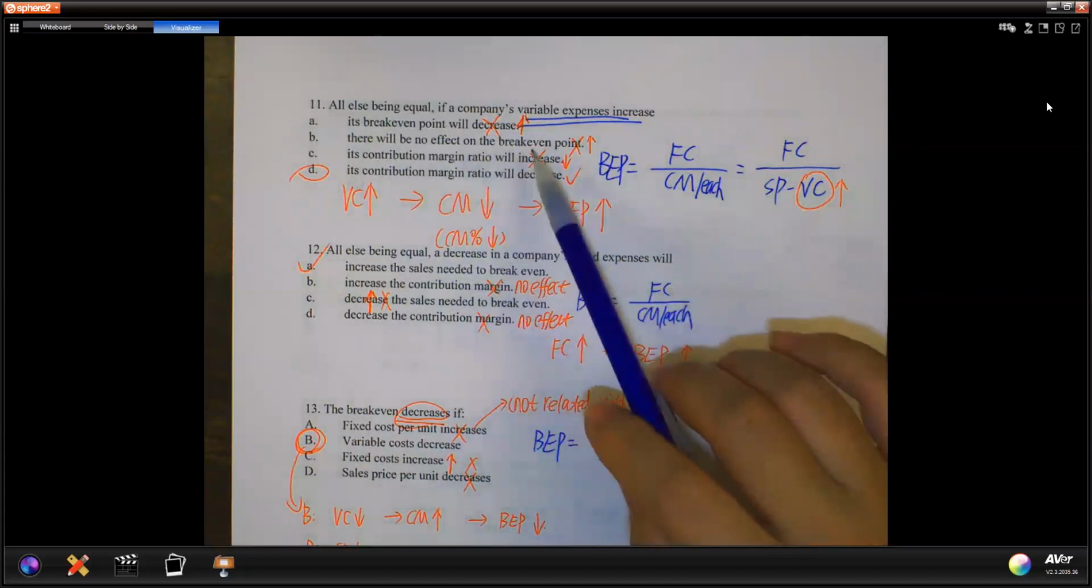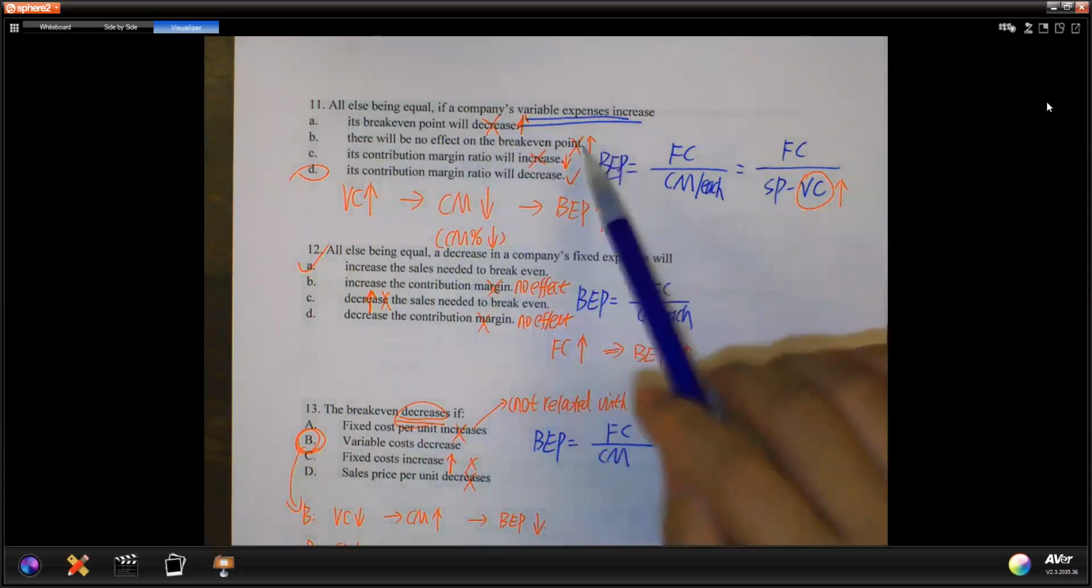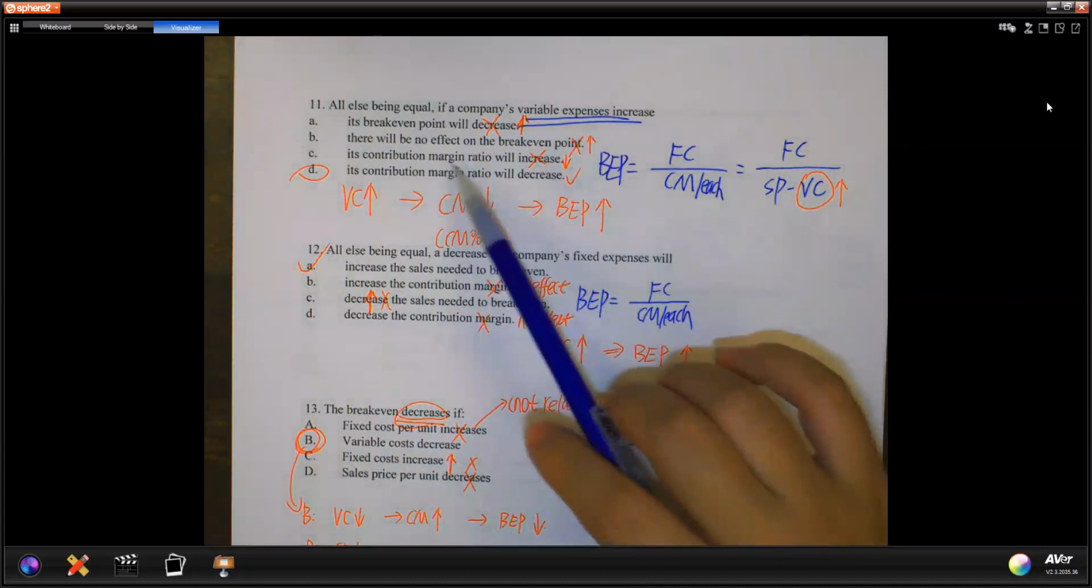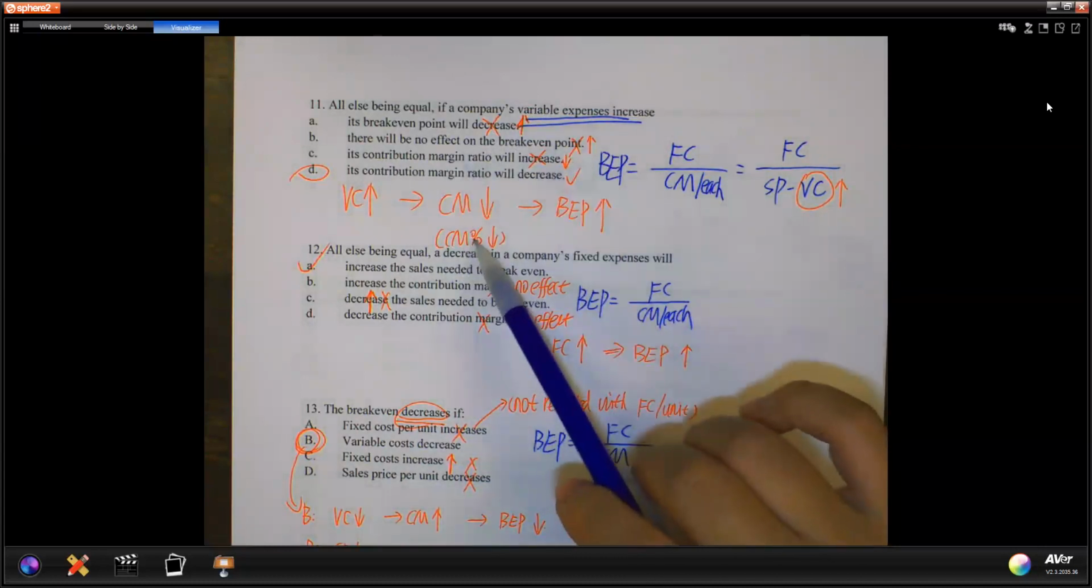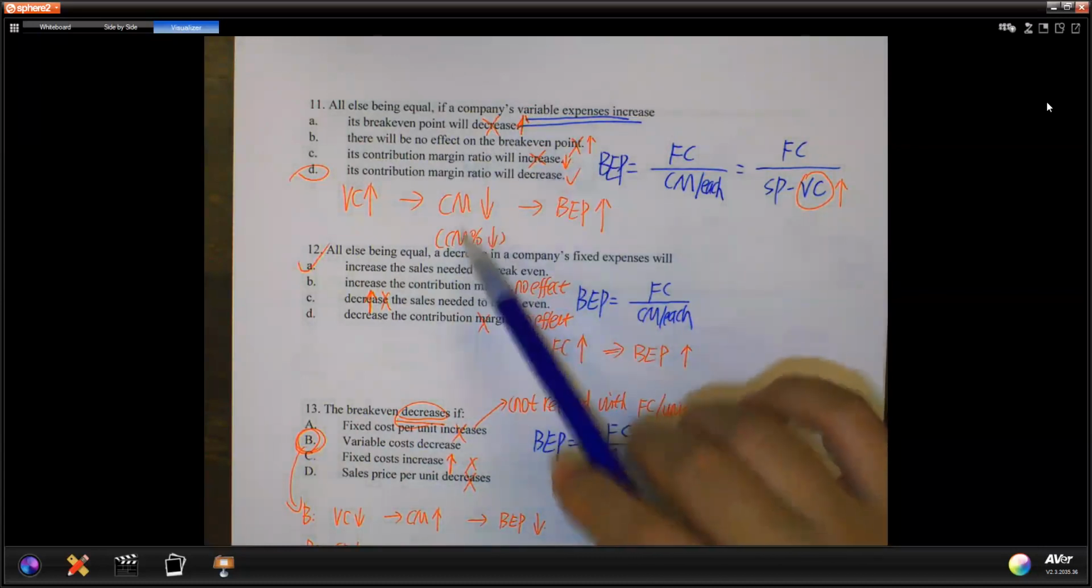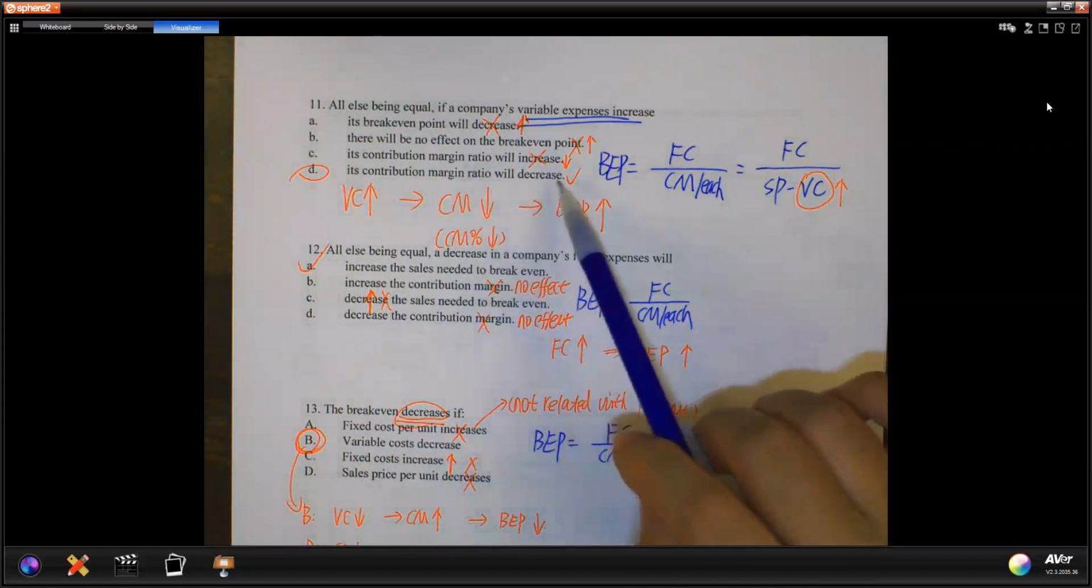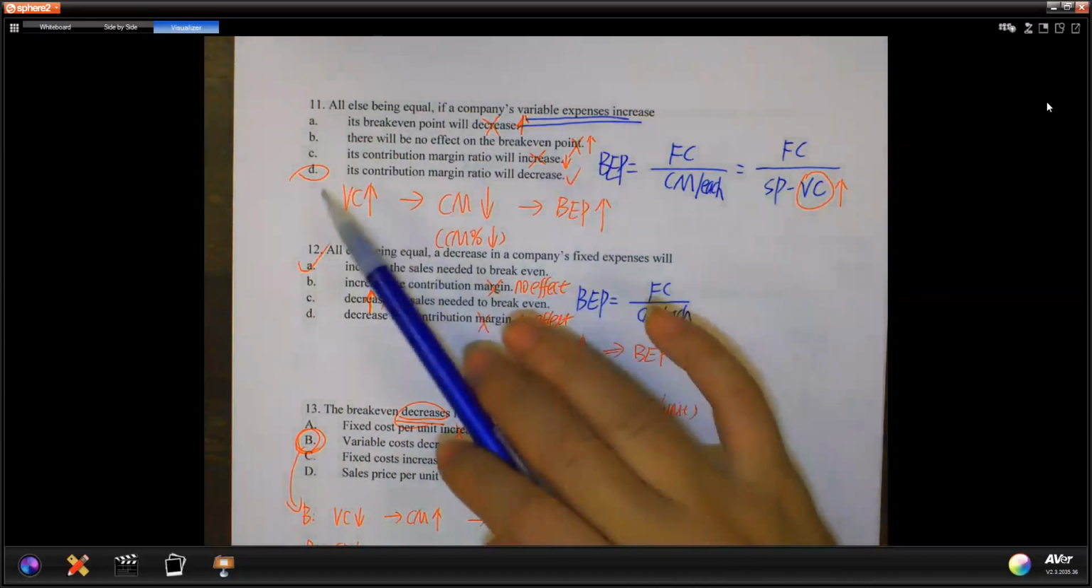No effect, we said it will actually go up, your break-even will increase. Contribution margin ratio will actually decrease, contribution margin will also decrease, contribution margin percentage will decrease. So the right answer is D.